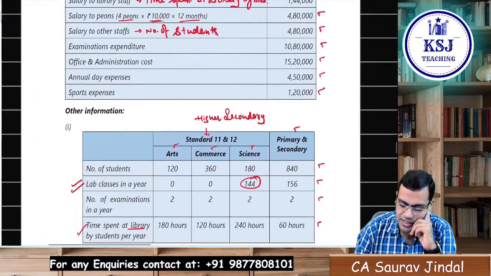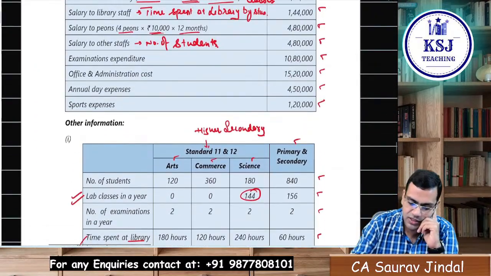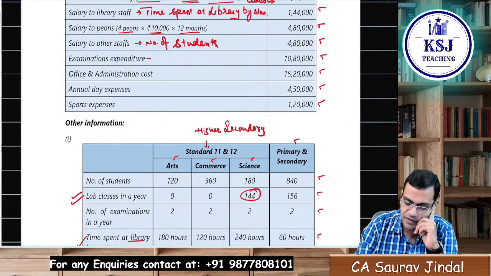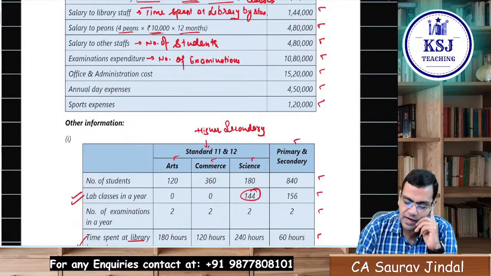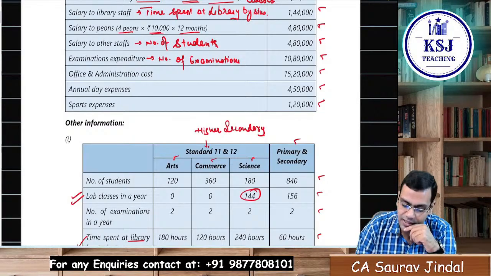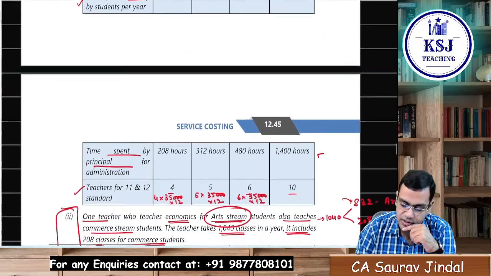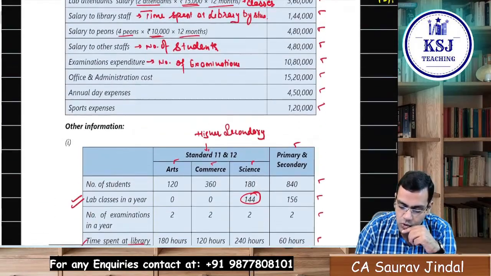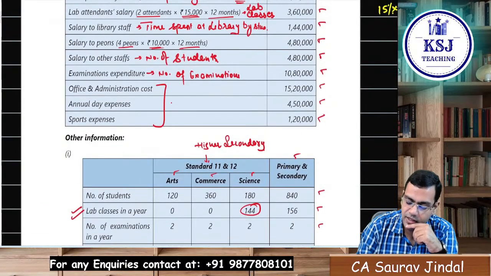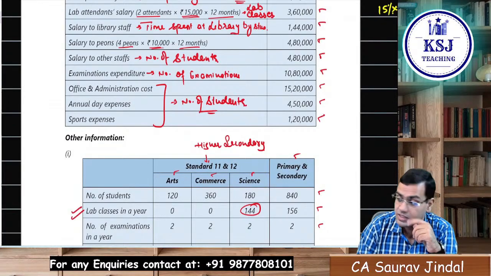Now, examination expenditure. Examination expenditure is distributed on the basis of number of examinations. Sir, for office and administration cost, annual day expenses and the sports expenses, there is no other option than distributing them on the basis of number of students. Right? So this we are distributing on the basis of number of students.